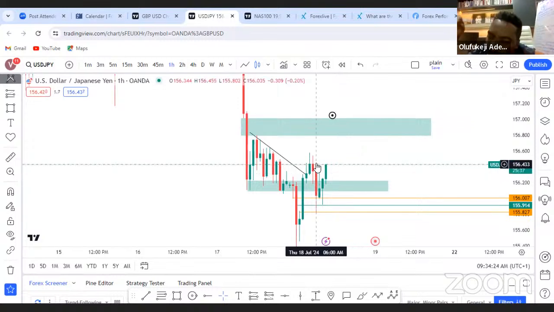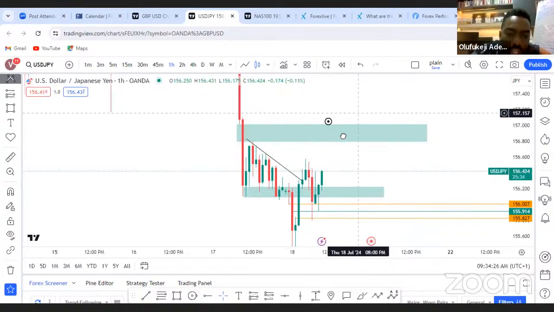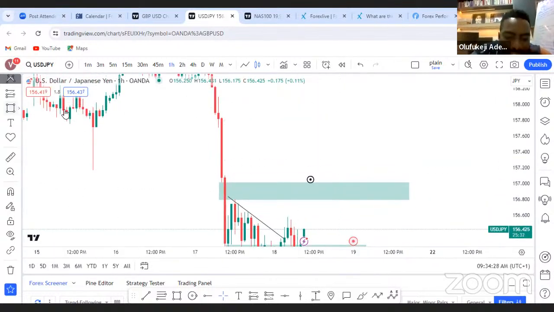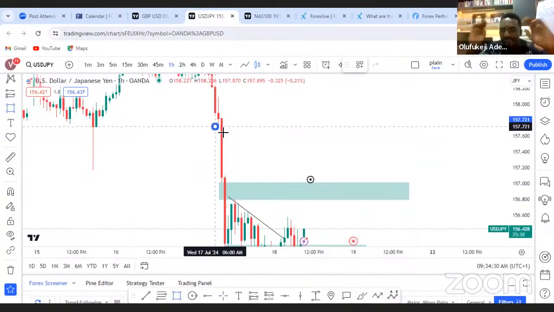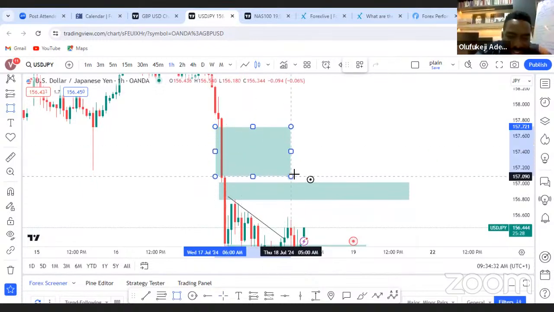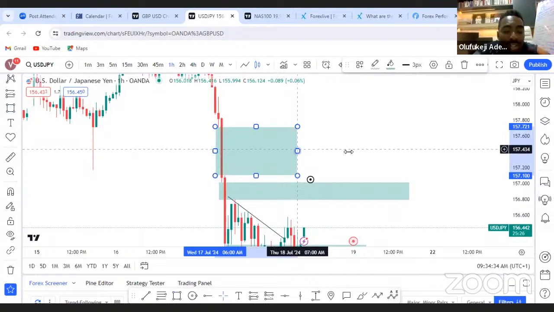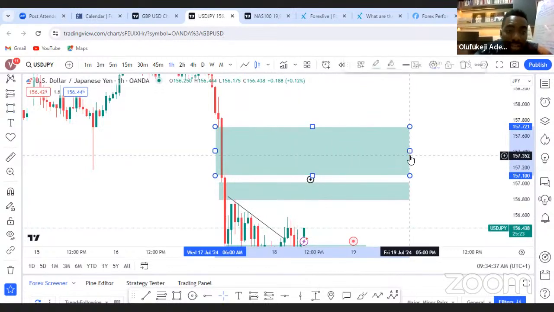But there's another fair value gap at 157.72. If gold sells, USD JPY should buy. Does this make sense? All right, guys, as you have exhausted value today.